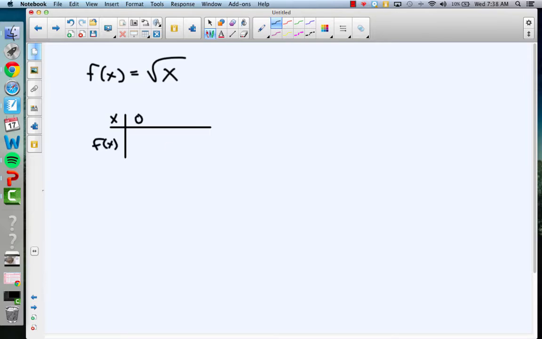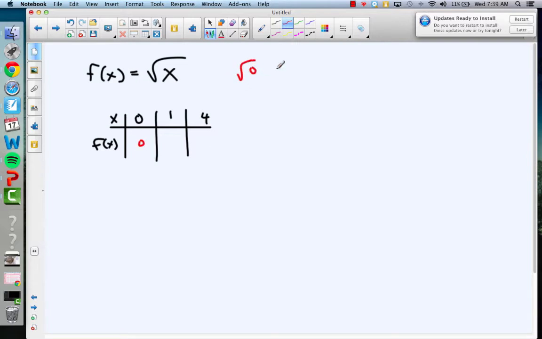And I pick 0, 1, and 4. The reason I'm picking 0, 1, and 4 is because those are perfect squares. So when we plug them into the square root function, they're going to reduce nicely. Of course you can always pick other numbers, you're just going to get decimal answers. So I would stick with these to start, but you can use other numbers if you choose to. So when I plug in the square root of 0, I get 0. When I plug in the square root of 1, I get 1. And when I plug in the square root of 4, I get 2. That should be pretty easy. You're just plugging in numbers.